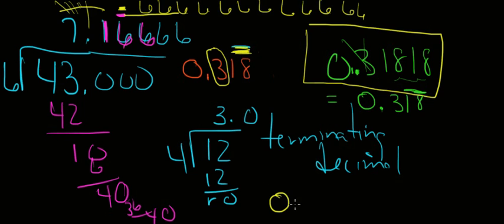Otherwise, you can have 0.3181818 and then put it over here, but by doing that, you're implying the 18 repeats, so why not just put it here and get rid of all this? Okay?